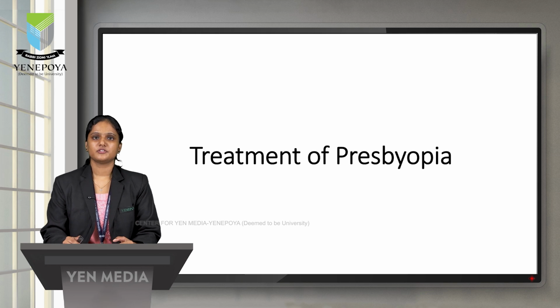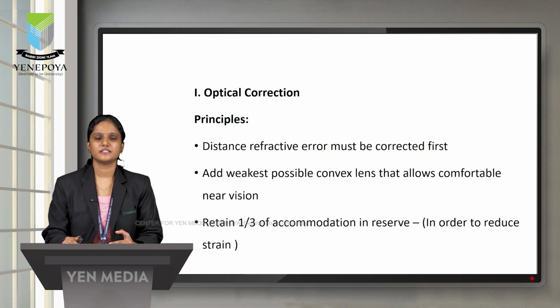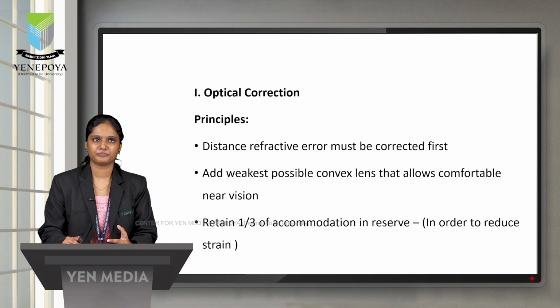Coming to the treatment options for presbyopia, first is the optical treatment and the other is the surgical treatment. For optical treatment, there are some principles we have to ensure before giving correction. The distance refractive error must be corrected first, and the weakest possible convex lens that allows comfortable near vision has to be prescribed, and we also retain 1/3 of the accommodation in reserve. That is done in order to reduce the strain.